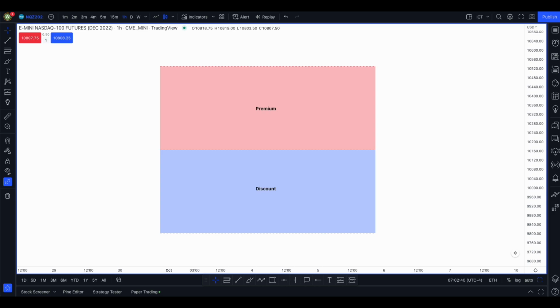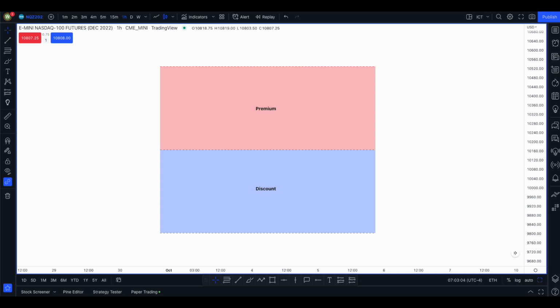What do we know about premium and discount? Okay, let's start off with the words themselves. Premium itself, if we think about the word premium, we're thinking about higher prices relative to price X, okay? When we're thinking of the word discount, we think of pricing that is lower relative to price X, okay? So typically, premium means higher price, discount means lower price, okay?